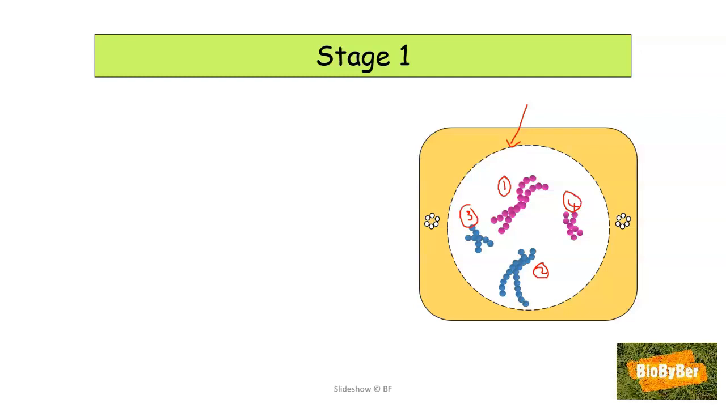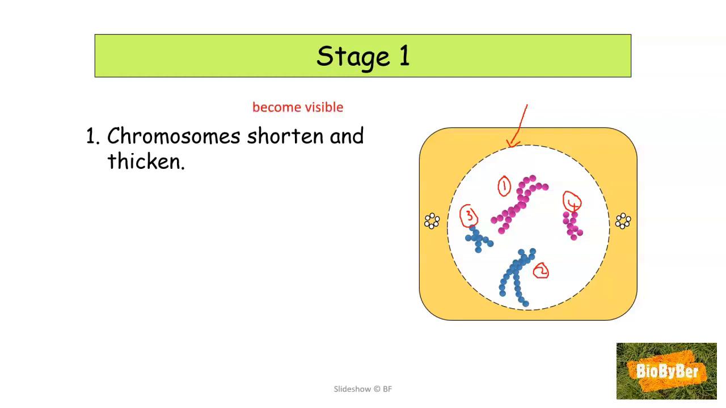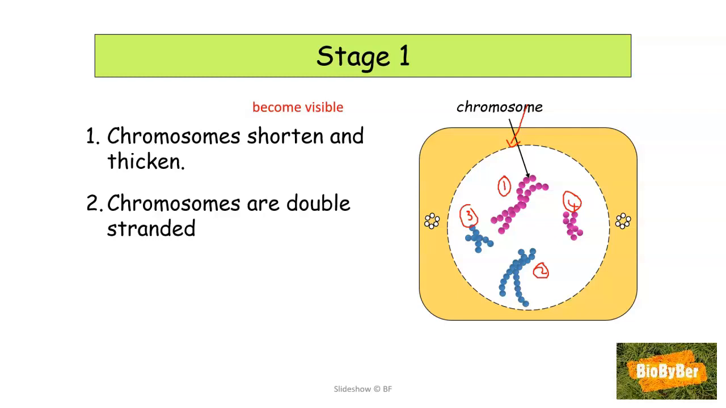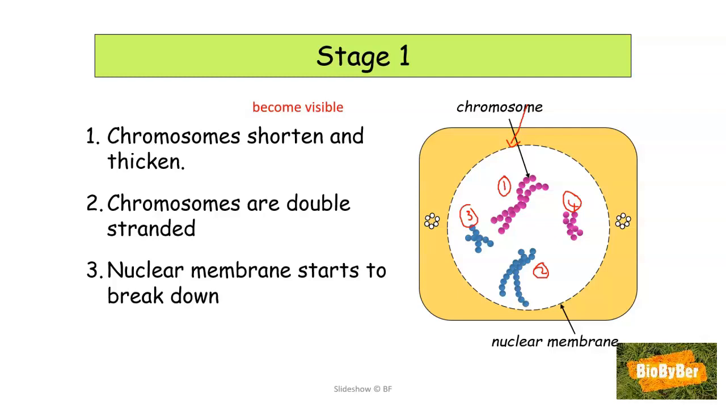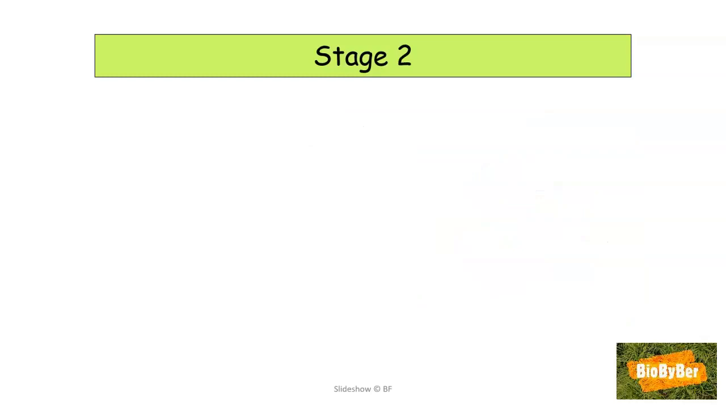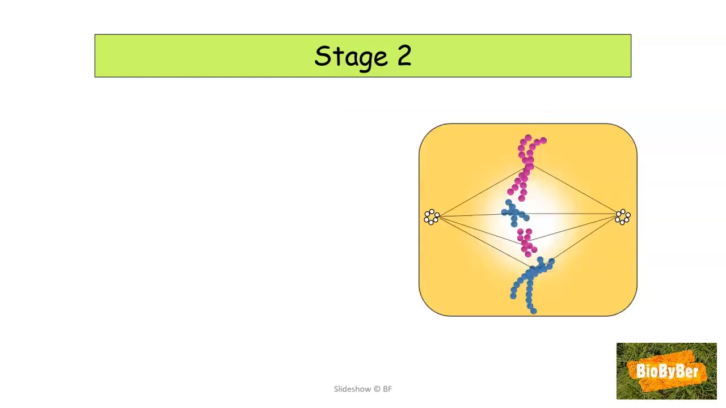So in a nutshell, in stage 1, the chromosomes shorten and thicken. They become visible. 2, the chromosomes are double-stranded. 3, the nuclear membrane starts to break down. Make sure that you know the steps involved in each of these stages and are able to draw the accompanying diagram. In stage 2, what differences do we notice?